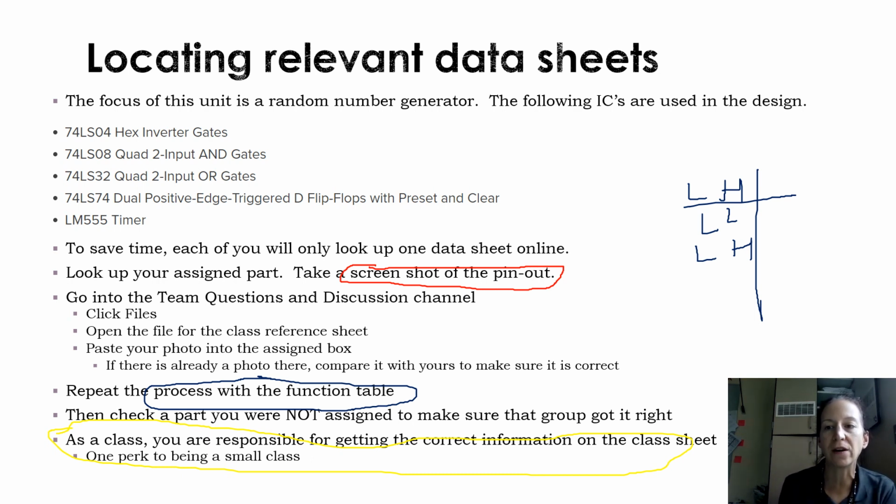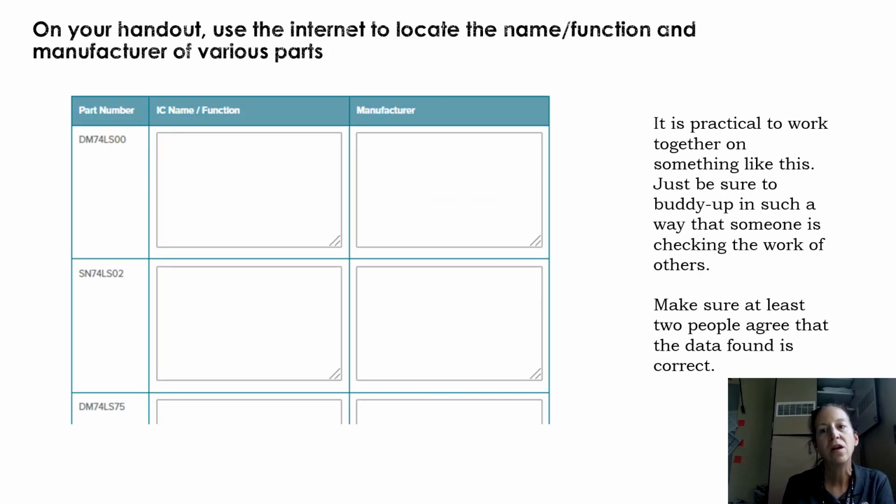The next two parts of it are going to be individual, but you'll notice that it's practical to work together. So you're going to have a handout. That's going to be the hard copy of something you turn in. And you're just going to use the internet to locate the name and function of various manufacturer parts, because you're going to have parts that you don't know what they are. Like in our JEA bin where we have just massive ICs and we may or may not recognize the part numbers.